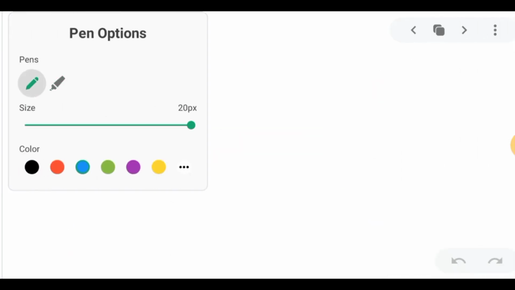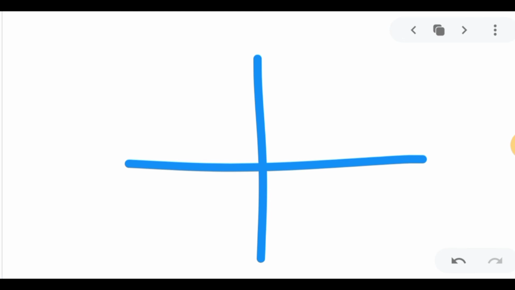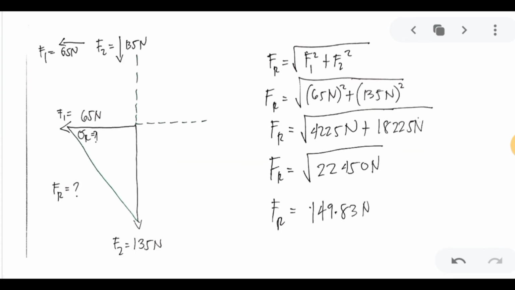So if you will plot that on a Cartesian plane, that is 108, right? So, mga ganyan. Okay? Let us proceed on quadrant 3 vectors. So find the resultant force and direction of F1 is equal to 65 Newton going to the west, and F2 of 135 Newton going to the south.